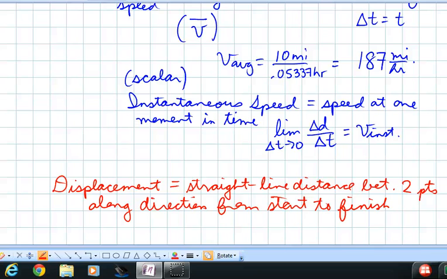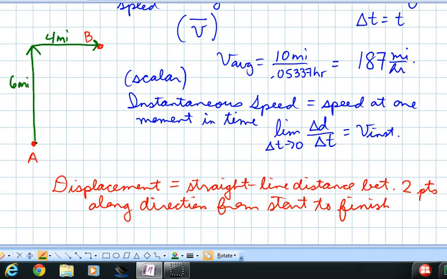So, displacement is the straight line distance between 2 points along the direction from the start to finish. What do we mean by this? Let's say that this is my house, point A, and this is ETHS, point B. Now, in order to get from my house to ETHS, I can't fly there. I have to drive, something like 6 miles this way, and it's not 4 miles east, but I'm just using this scale. So the distance that I would travel would be 10 miles, 6 plus 4.